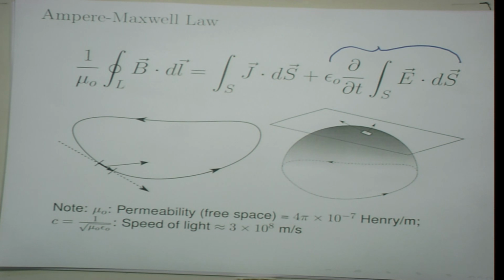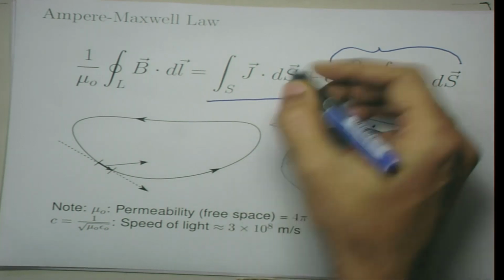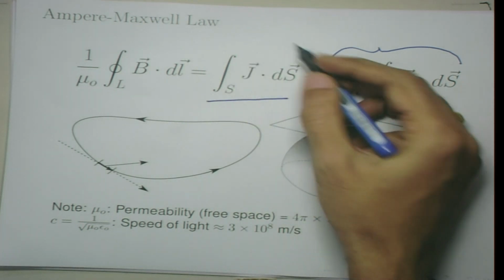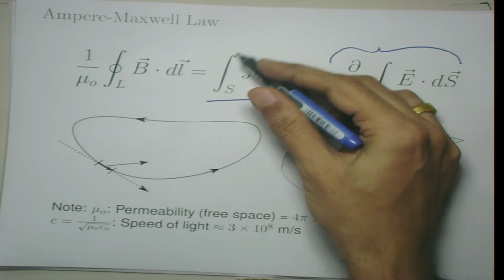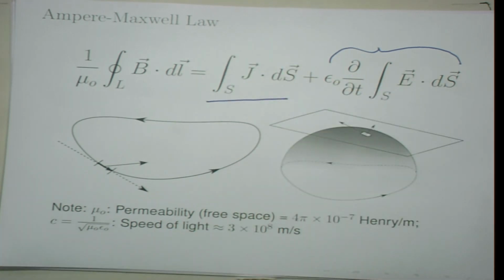Now, what does this law state? It says that the circulation of B dot dl over a closed curve is equal to the total current flowing through the surface bounded by this closed curve. So, J dot ds, where J means the current density at every point. J dot ds evaluated over a surface is the current flowing through the surface, what we call current.